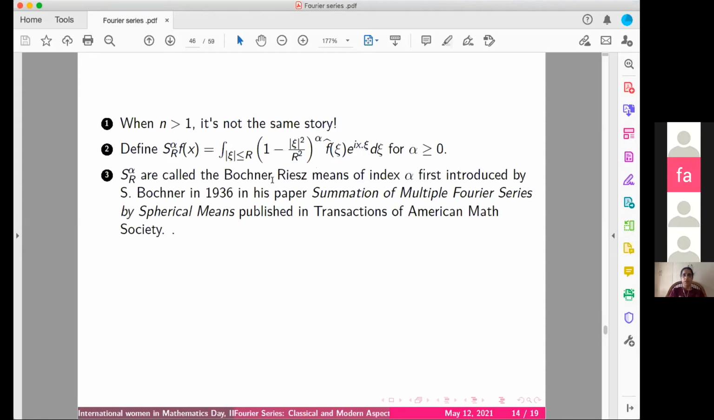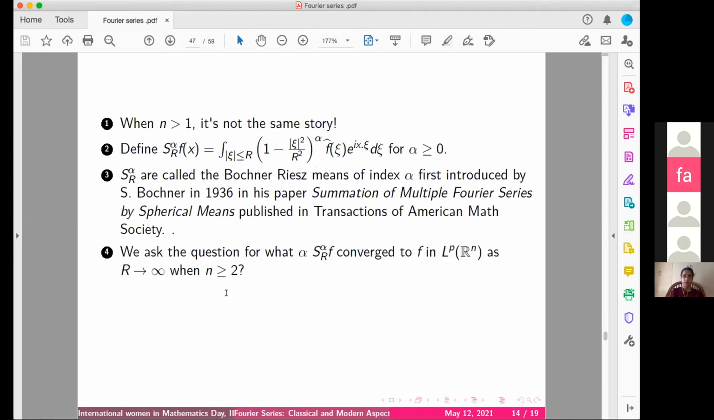And in fact, these S_R^alpha are called Bochner-Riesz means of index alpha. And they were first introduced by Bochner himself in his paper Summation of Multiple Fourier Series by Spherical Means, which was published in Transactions of the American Mathematical Society. So now, of course, this question makes sense for n equal to 1 also, but for n equal to 1, alpha equal to 0 is completely solved, and then alpha positive becomes even better.